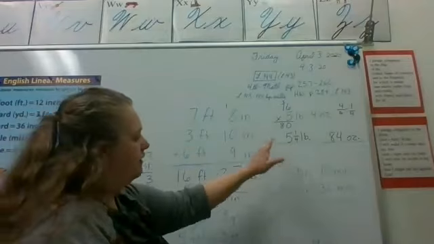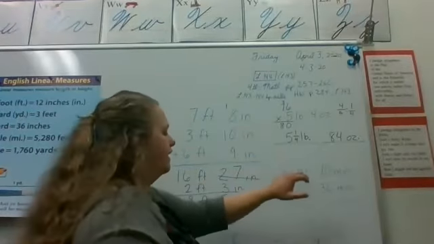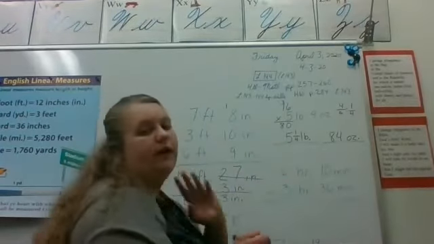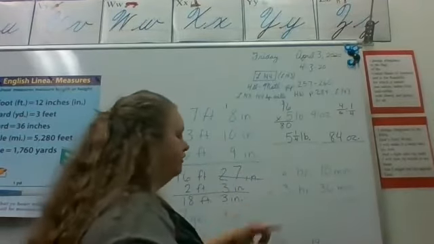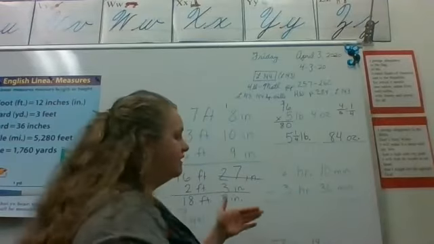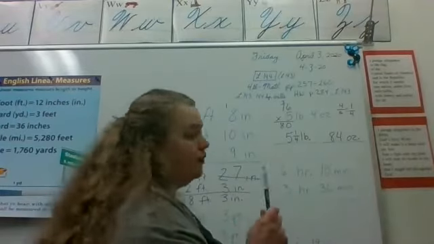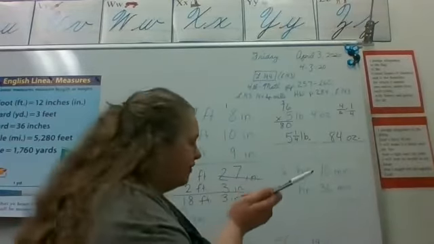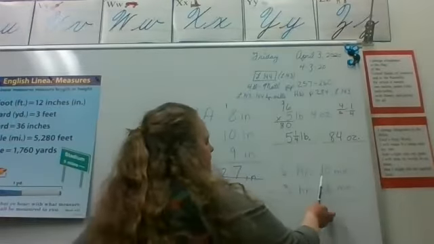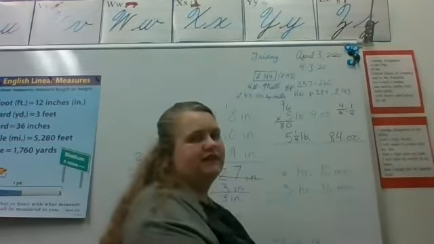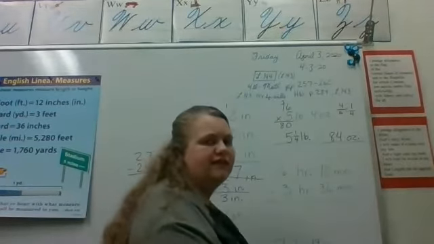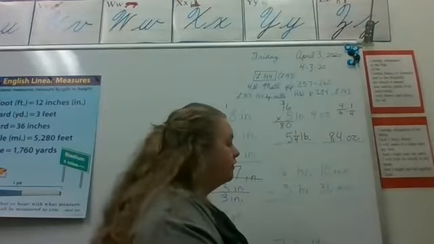Now, if we've got hours and minutes, but we are subtracting, we have to make sure that we can subtract, okay? We might have to borrow. We can borrow with this, all right? So we've got 10 minutes, and we're subtracting 36 minutes. Are we able to do that? No, we're not.